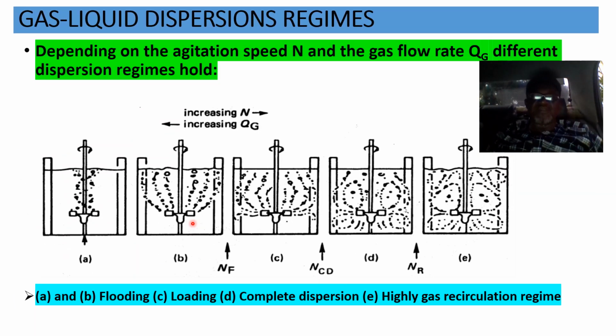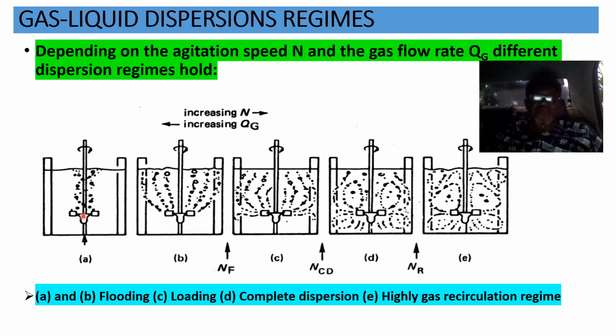Now look at the gas liquid dispersion regimes. At the beginning, A and B, we have flooding. Look at what is happening here. As the gas is coming in, you have these bubbles, and then gradually the bubbles will start spreading. And then C, we'll call it loading. Then D, you have complete dispersion. Everywhere the gas has dispersed. And then the highly gas recirculated regime. That is the last. Look at everywhere now the gas has entered. So that's what we call gas liquid dispersion regimes.